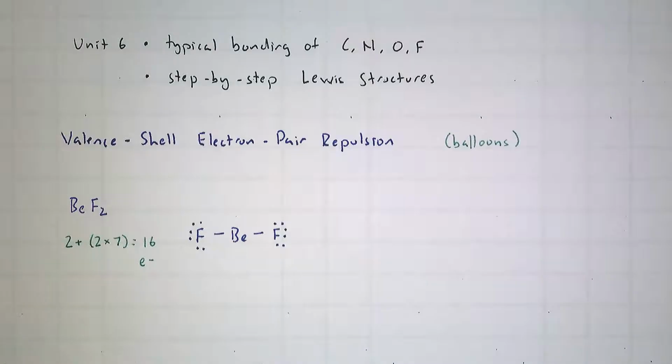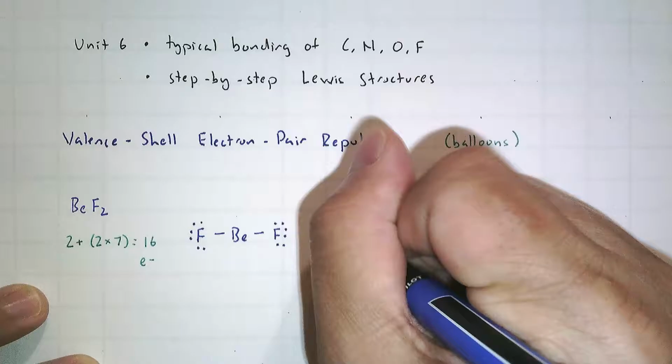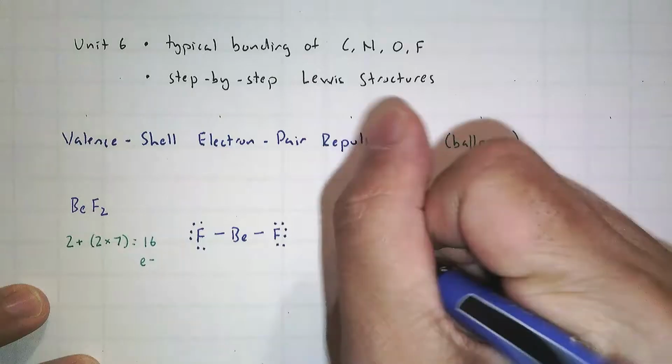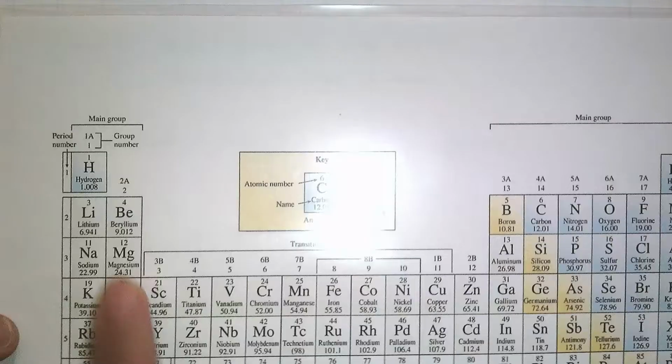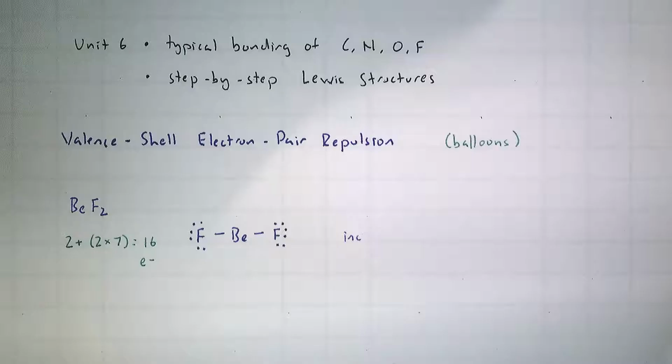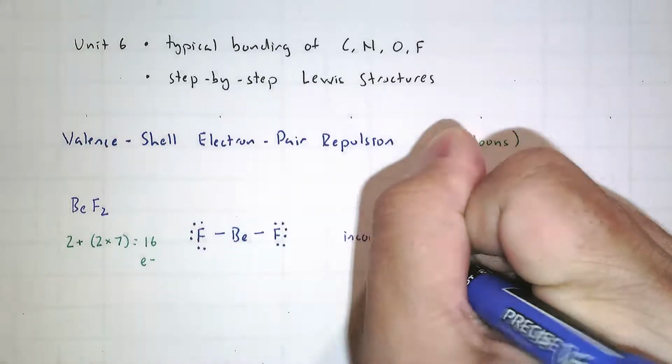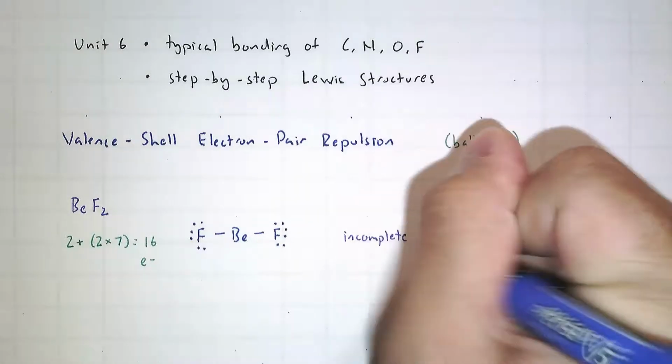You recall this is an example of an incomplete octet, which is fine for these metals like beryllium. It's group 2, right there, group 2. So this is an incomplete octet.